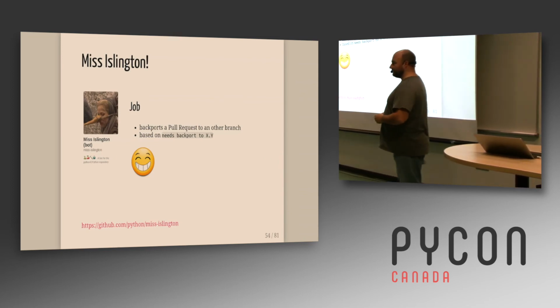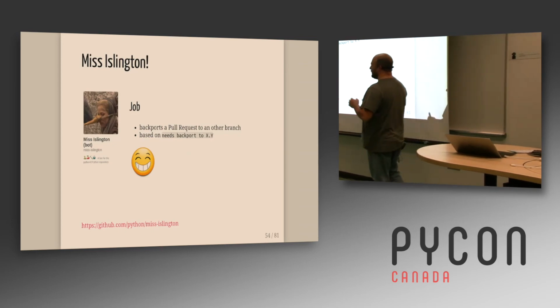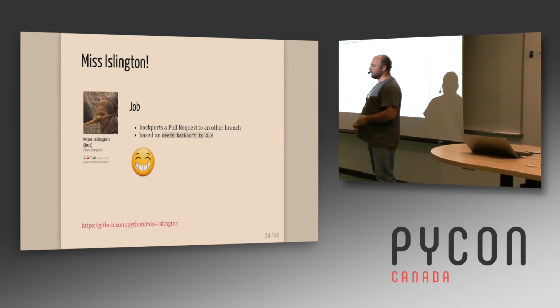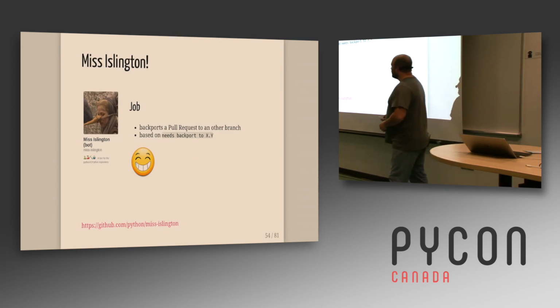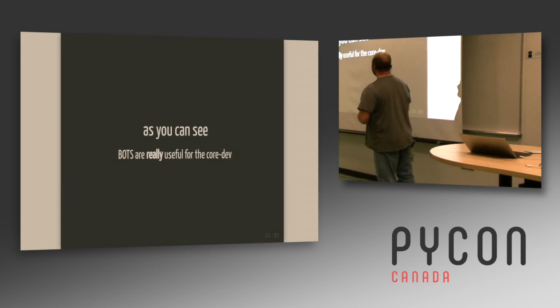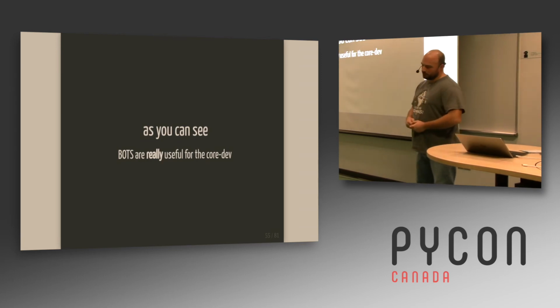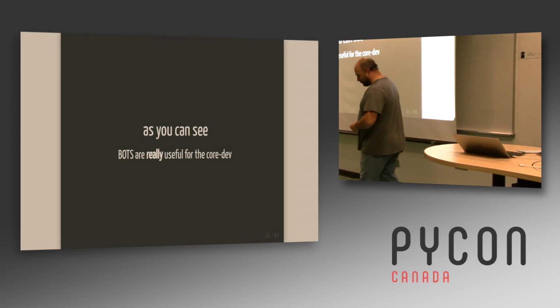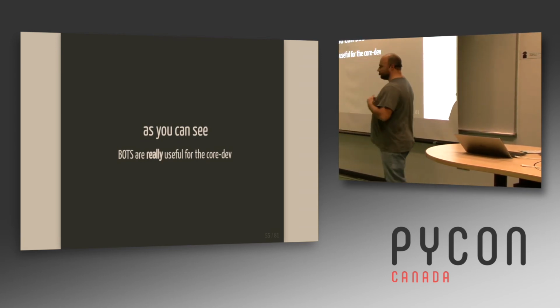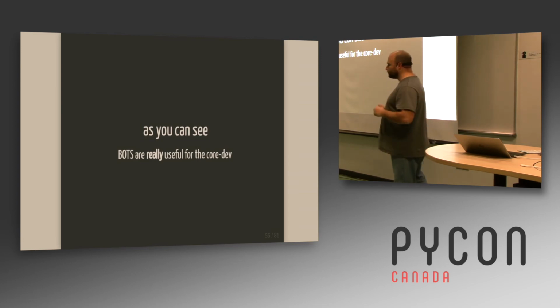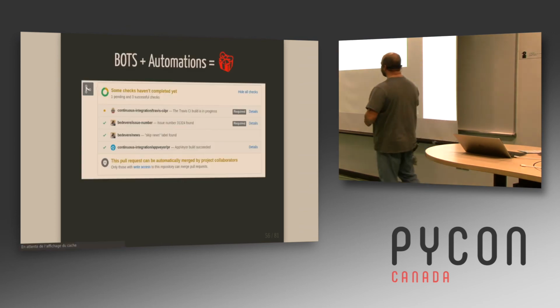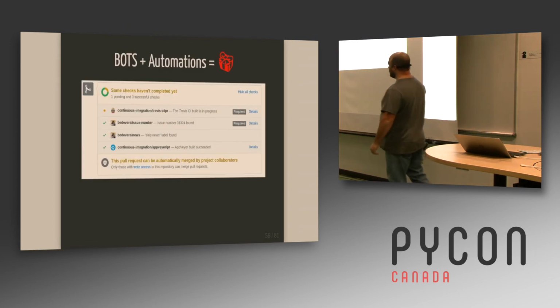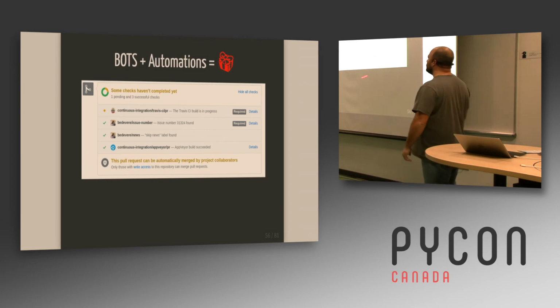Because since September, we have some pull requests from Miss Islington. And I'm going to show you some statistics. Yeah. And of course, you can see that the bots are really useful for us. Just not for me, because I'm not a core dev. They are core devs, not just contributors. But these bots are really useful. They will check if everything is just green.